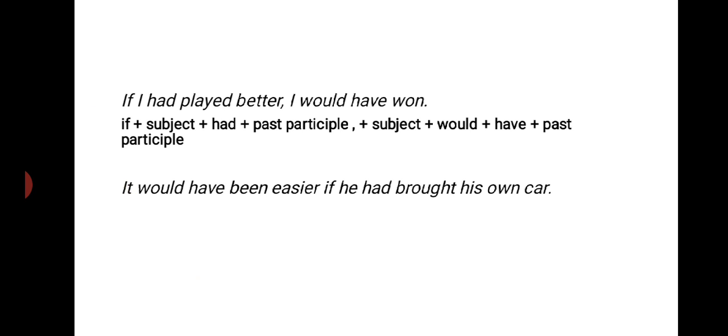Now you can see that it is talking about a completely hypothetical or unrealistic condition. This thing has already happened. We cannot change it. We are talking about something happened in past. Okay, now we can also use could and should in place of would, depending on the context of the sentence. So auxiliary modal verbs can also be used in the result clause. The third conditional mood expresses a situation that could have only happened in the past if a certain condition had been met.